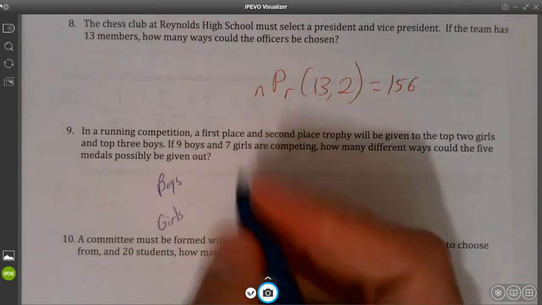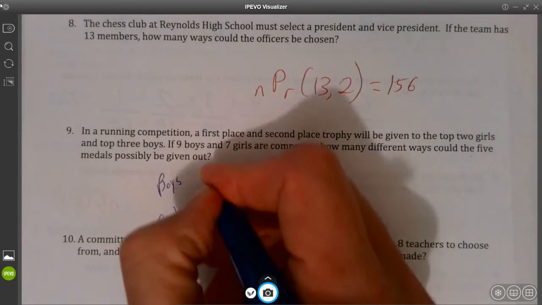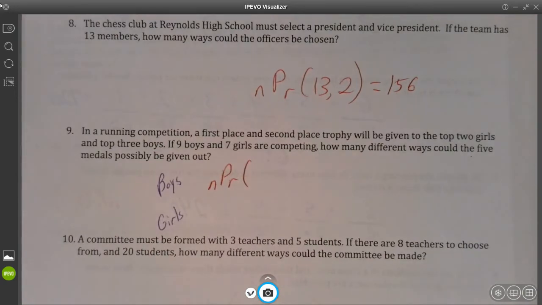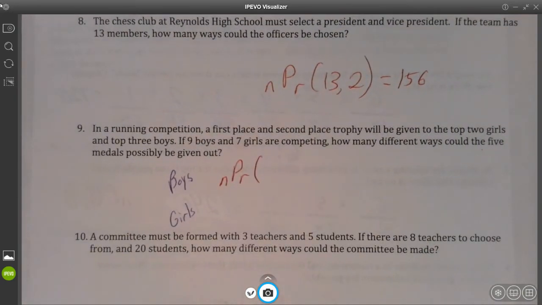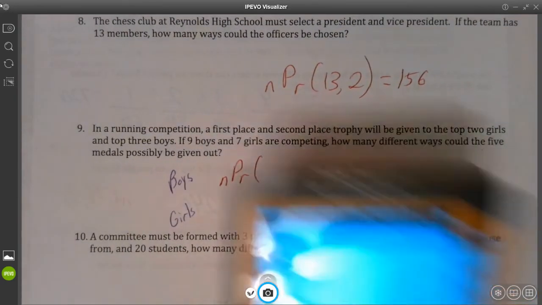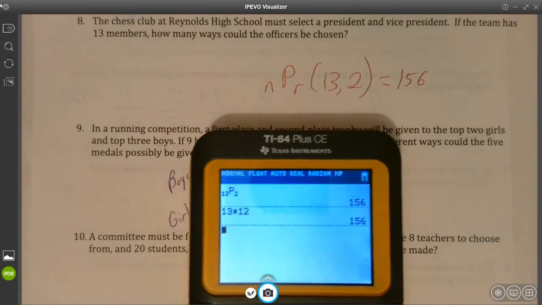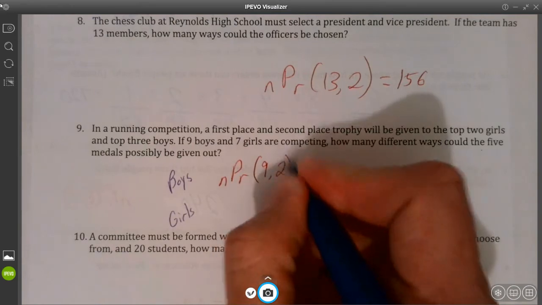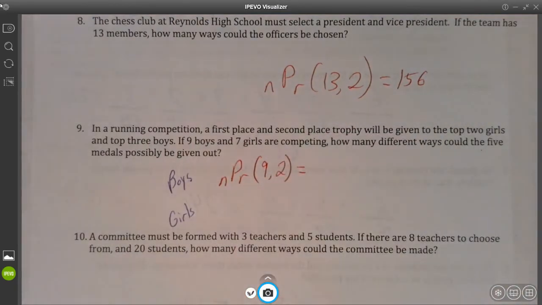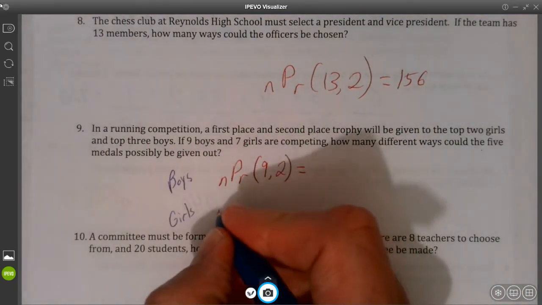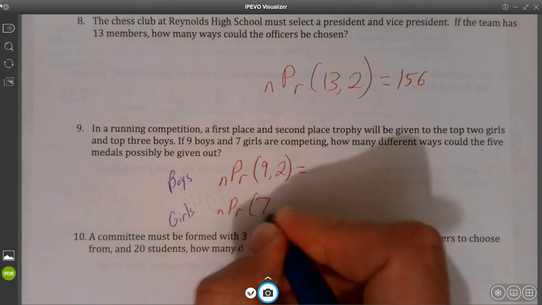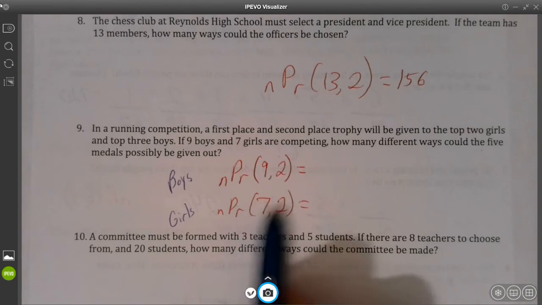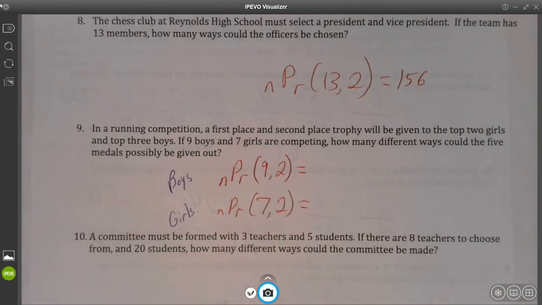And so there are 9 boys. So in nPr, I'm switching notations here. I'm using the Desmos notation, which is different than what we see here, but it's okay. Same idea. 9 boys, but I want the top 2 ranked. And then there are 7 girls, and I want the top 2 ranked. So I'm really going to have this one and then this one, and let's figure out what they are.